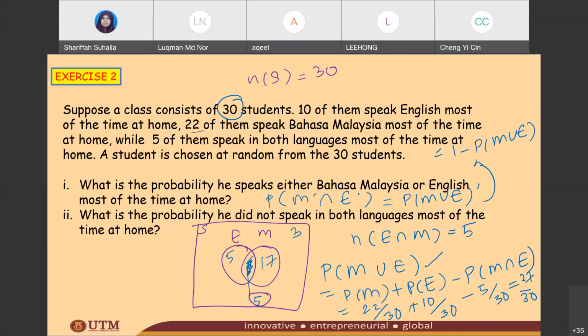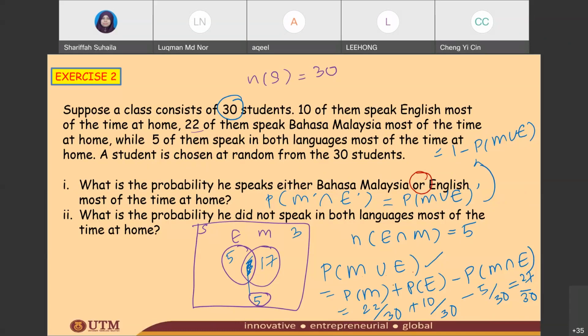So kita dah ada 5, 17, 22, campur 5, 7. So balance 3 lagi kat luar lah. Sebab kita total sample space 30. Okay, dia tanya soalan dia. What is the probability that he speaks either Malay or English most of the time? Okay, he speak either Malay or English. Okay, the words or. The words or is your union, your additive thing. Malay or English. Okay, so you must have union.